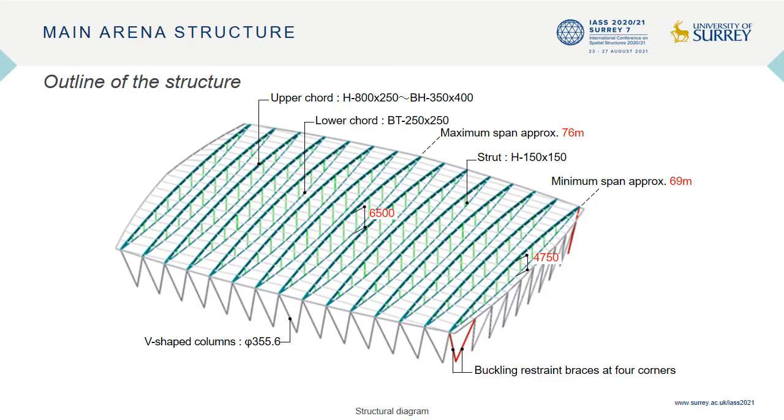This shows the main arena structure. The truss height at the center of the lens-shaped section is varied according to the span to equalize the stresses generated in each truss, and the members used are unified for efficient arrangement.